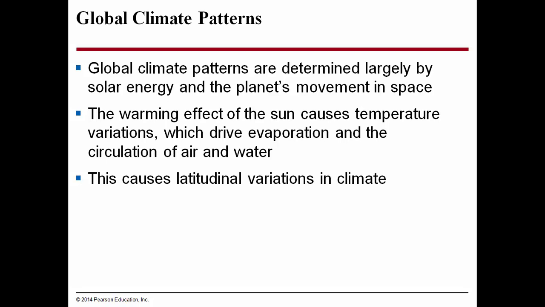Global climate patterns are determined largely by solar energy and the planet's movement in space. The warming effect of the sun causes temperature variations, which drive evaporation and circulation of air and water. This causes latitudinal variations in climate.